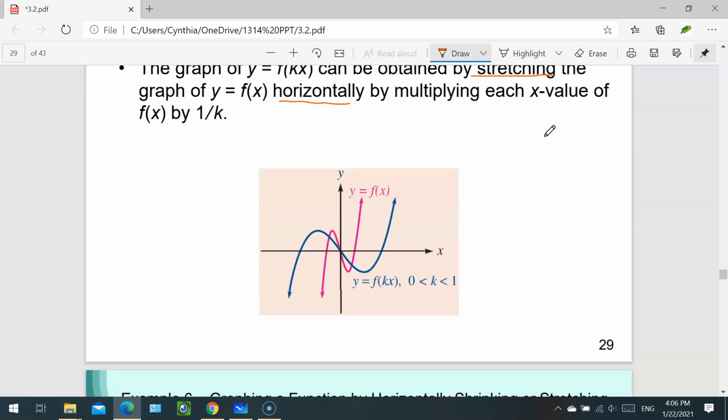So when you have the horizontal stretching, that means the graph is stretched horizontally, and the new graph will go wider. So it will be nearer to the x-axis. The basic graph is f of x. The translated graph is the blue line here. So it tends to be near to the x-axis and goes wider, because k is between 1 and 0.